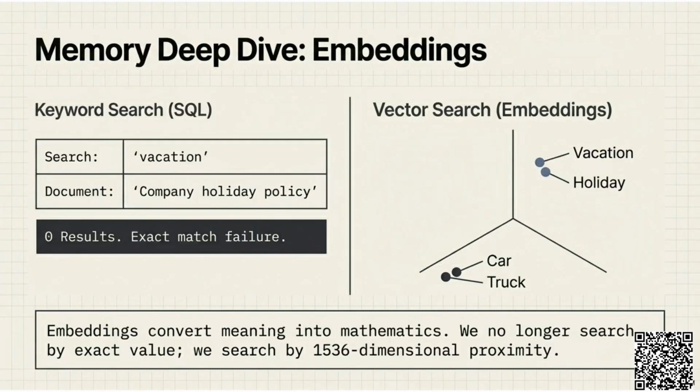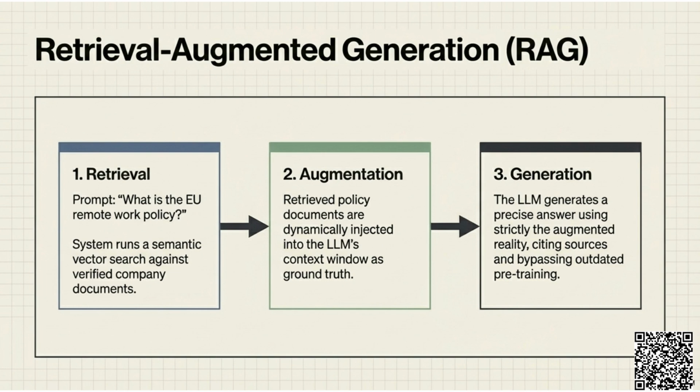A deep dive into memory shows that embeddings convert meaning into mathematics. Unlike keyword searches, vector search allows us to find documents based on semantic proximity, which is crucial for modern AI systems. Retrieval Augmented Generation, or RAG, works in 3 steps. Retrieval finds relevant documents, augmentation injects them as ground truth, and generation uses this information for a precise, factual answer.